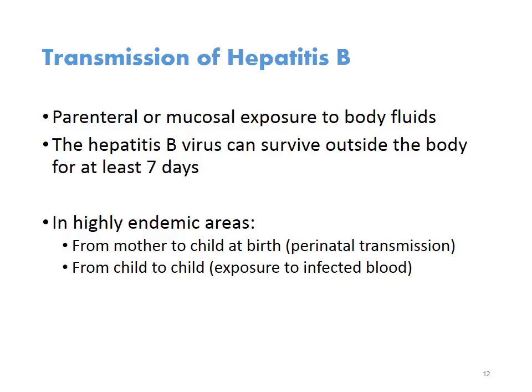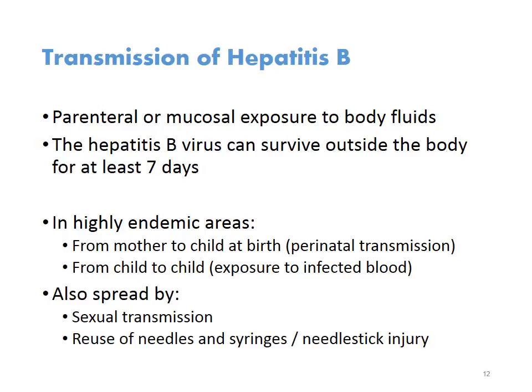In highly endemic areas where hepatitis B is more prevalent, hepatitis B is most commonly spread from mother to child at birth or from child to child through exposure to infected blood. Hepatitis B is also spread by sexual transmission and through the reuse of needles and syringes among people who inject drugs. It can also be spread through needle stick injury in a healthcare setting.